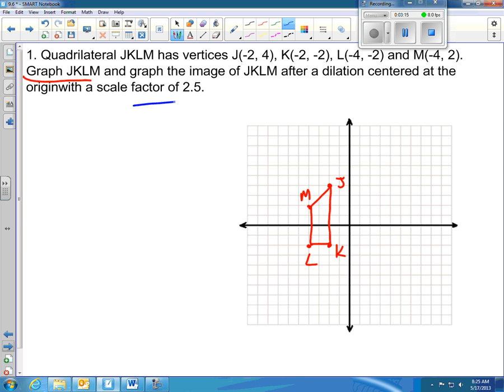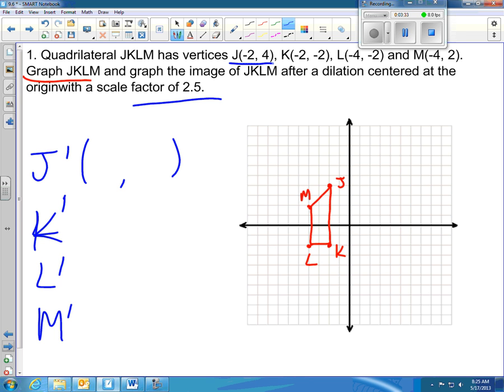And our scale factor is 2.5. So let's find our new points. J prime, K prime, L prime, and M prime. So scale factor is 2.5. So I'm going to take my original point and multiply it by 2.5. So looking at J, -2 times 2.5 in your calculator. And when we do that, we find that we have -5. Now let's plug in 4 times 2.5 in the calculator, we get 10.